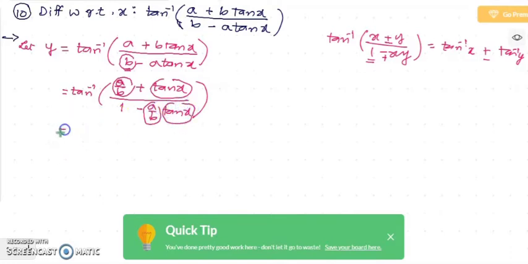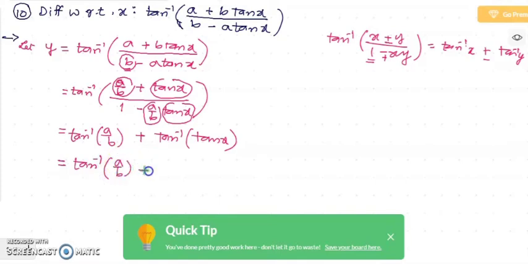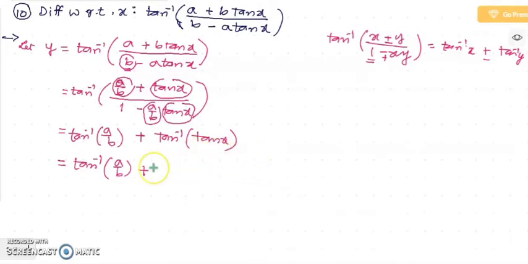So I would write that as per the formula. As per this formula, it will be tan inverse of x, that means a upon b, plus tan inverse of y, that is tan x. Now tan inverse of a upon b will not change, it stays as it is, but we can surely change this term. Tan inverse of tan x is just x. So this is the simplified form of y.